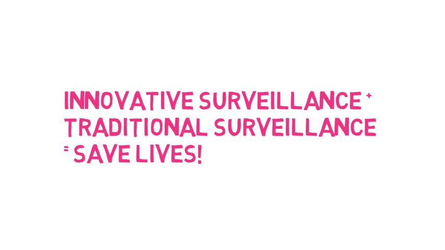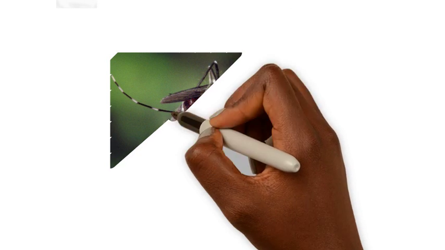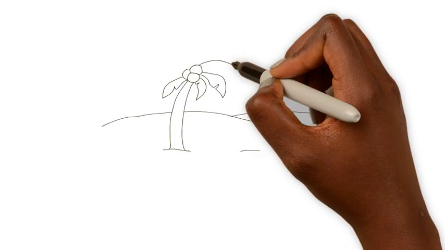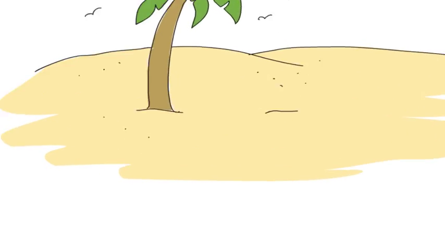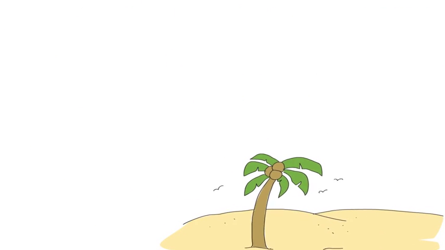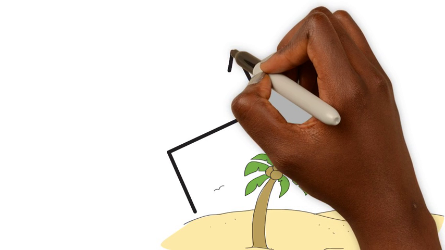This next case study illustrates how innovative surveillance methods used in conjunction with traditional surveillance help to rapidly identify an outbreak. This case looks at chikungunya cases in Mauritius and Réunion Islands. As you review the key facts of the case, think about how innovative surveillance techniques influence the outcomes.